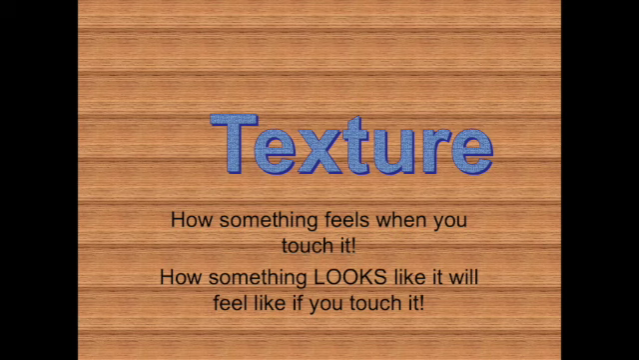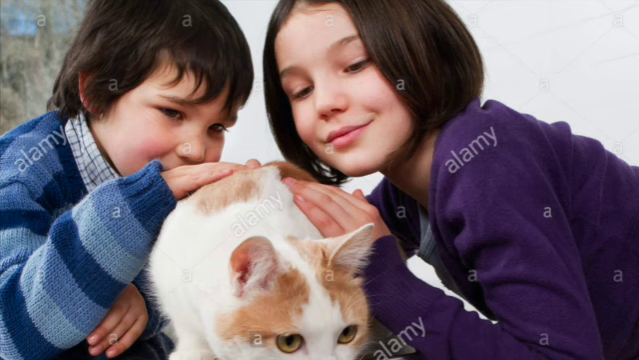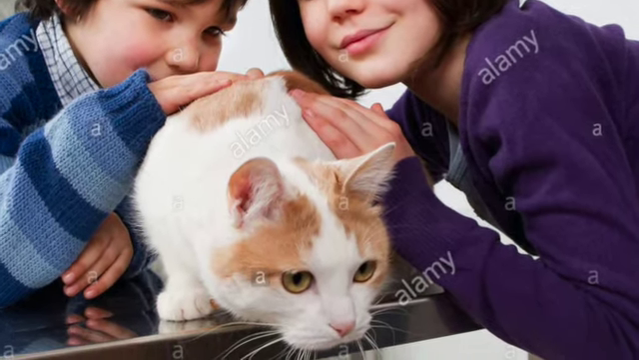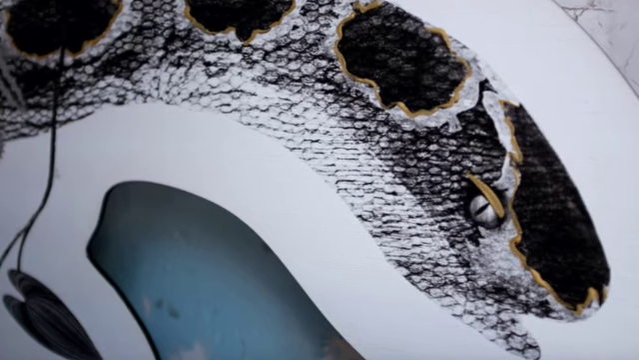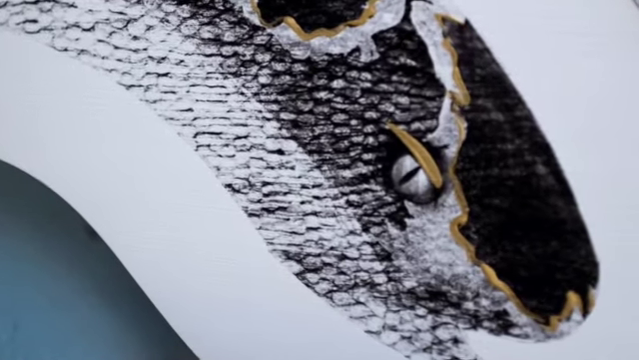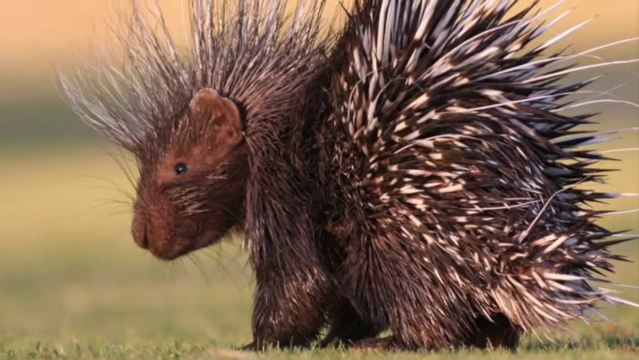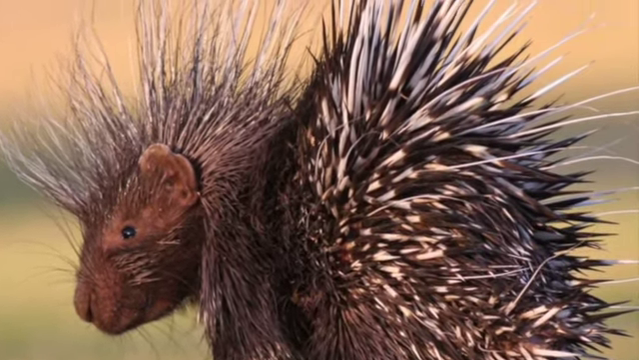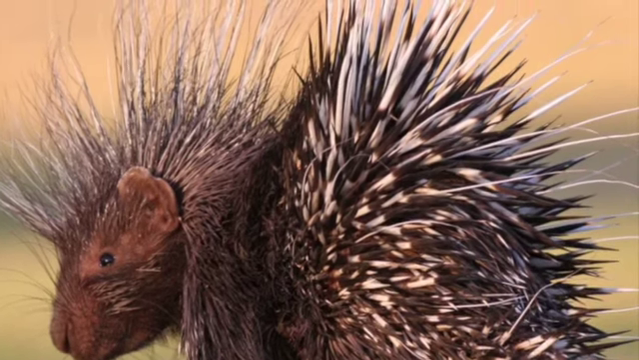What is texture? Texture is a word that describes how something feels when you touch it, or how something looks like it will feel if you touch it. We can pet a cat and feel its soft fur on our hands, or we could look at an image of a snake and see that it has a scaly surface. Being able to see texture is important for people. When we see this porcupine, we know that we don't want to pet it.